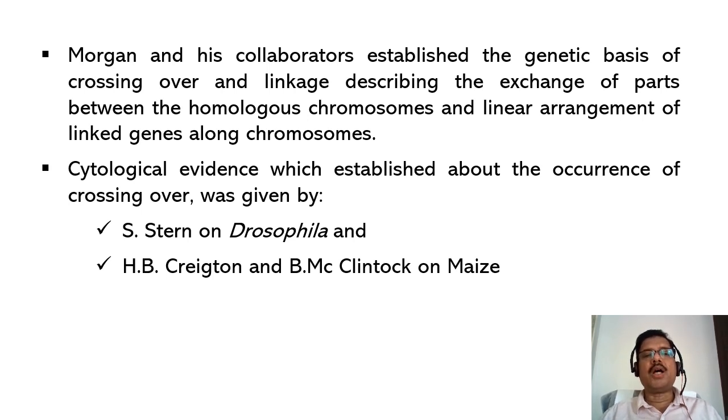Morgan and his collaborators established the genetic basis of crossing over and linkage, describing the exchange of parts between the homologous chromosomes and the linear arrangement of linked genes along chromosomes. But the cytological evidence for the occurrence of crossing over was given by Stern on Drosophila and H.B. Creighton and McClintock on maize.